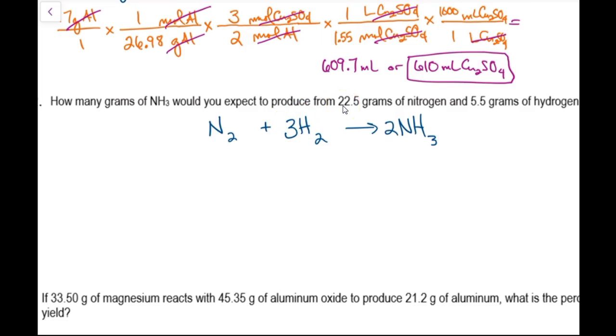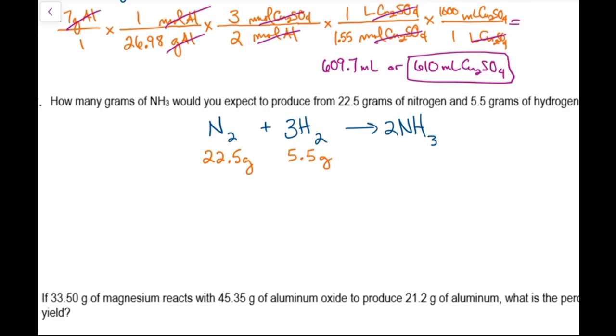Okay, so the next thing we have to look at is, if I'm given 22.5 grams of nitrogen, so I'm just going to label that 22.5 grams, and 5.5 grams of hydrogen, what's going to be my first step in finding the theoretical yield? Okay, so you should have said that before we can find the theoretical yield, we have to figure out which one is the limiting reactant so we can calculate theoretical yield from that.